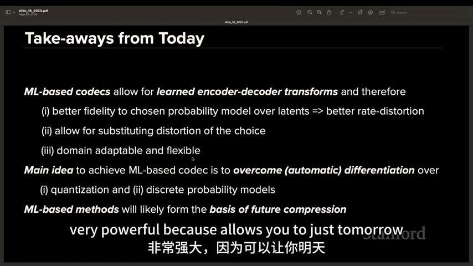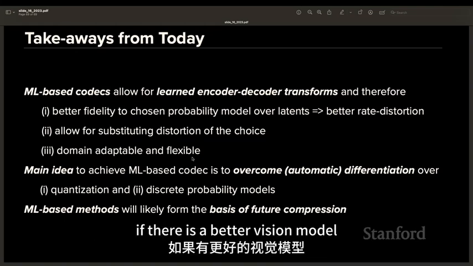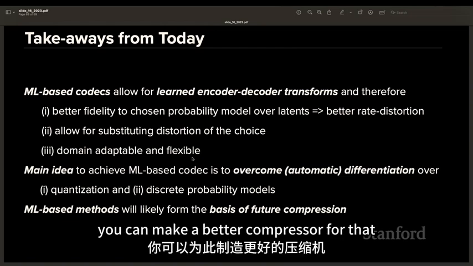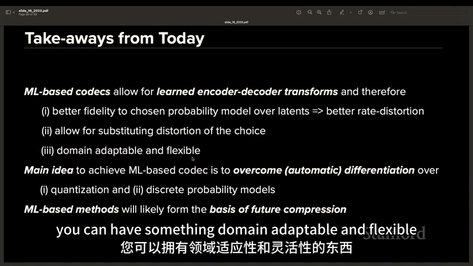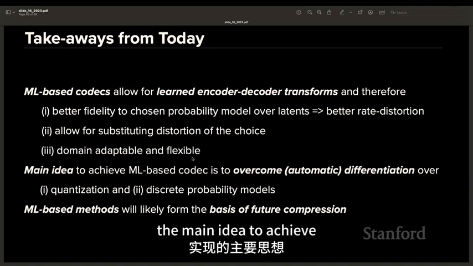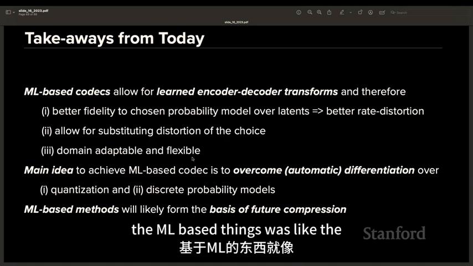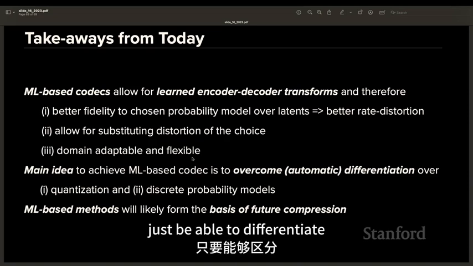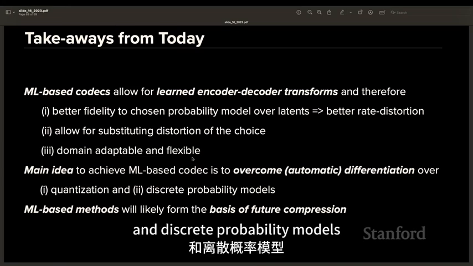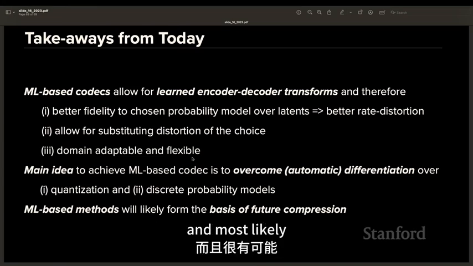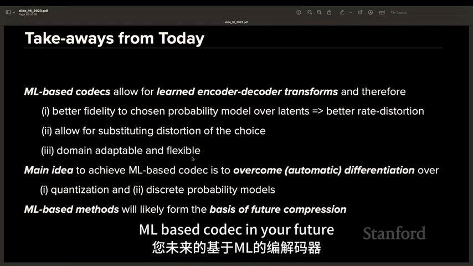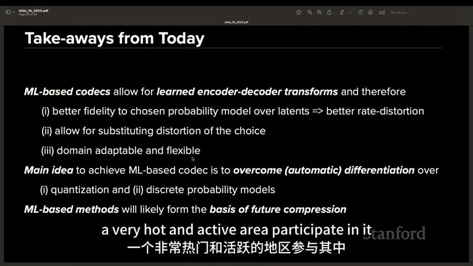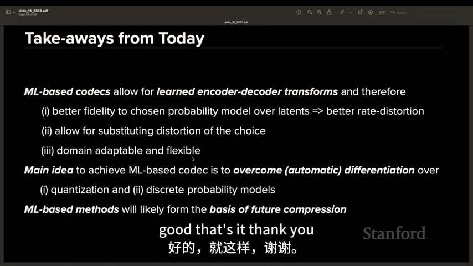Again, very powerful because it allows you to, tomorrow, if there is a better vision model, make a better compressor for that. Then you can have something domain adaptable and flexible. The main idea to achieve the ML based things was just being able to differentiate across quantization and discrete probability models. And most likely you're going to see more and more ML based codecs in your future compressors. So it's a very hot and active area, participate in it. Cool. That's it. Thank you.